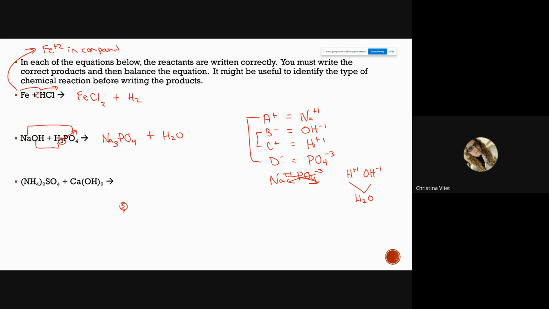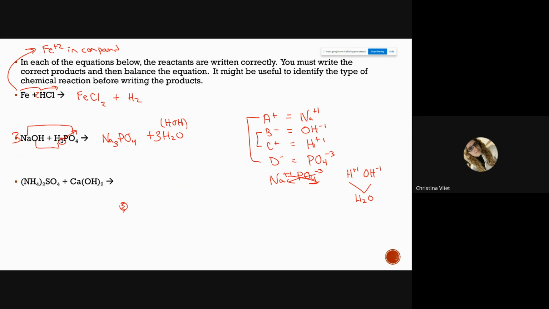Remember, step 1, make the correct formulas. Step 2 is to balance the equation. How do I balance this? I would start with the 3 sodiums. Put a 3 in front of NaOH. 3 sodiums done. Now I got 3 OHs and 3 H's, which means I actually have 3 waters. Because remember, water is the same thing as HOH.